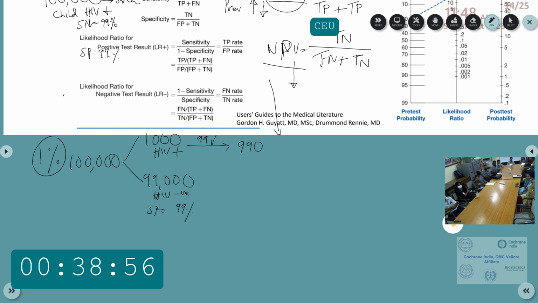99%. What is the inverse of specificity? The 2 by 2 table, you remember? Specificity, that column? You've forgotten? There was a 2 by 2 table like this. This is 99%. What is this?